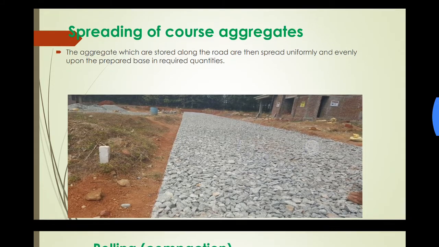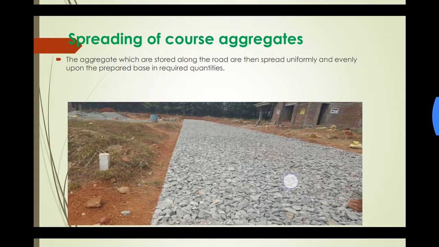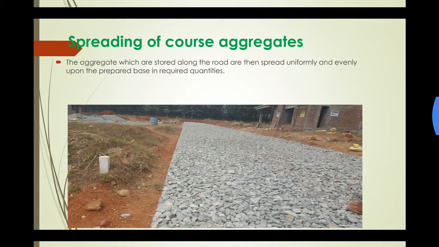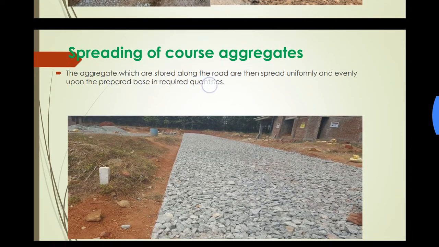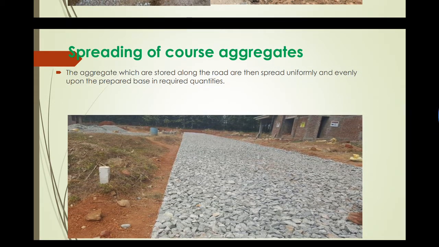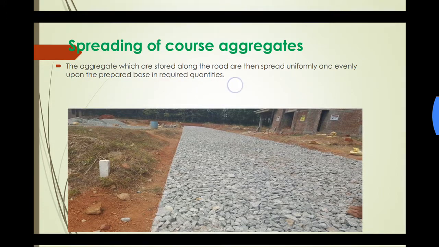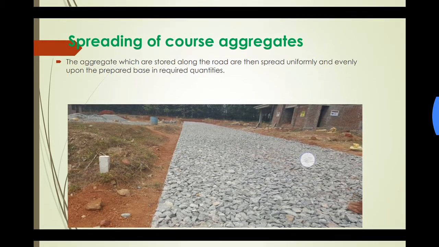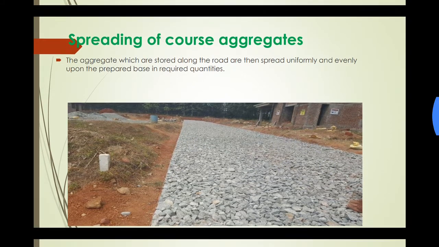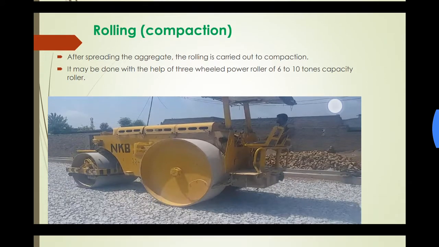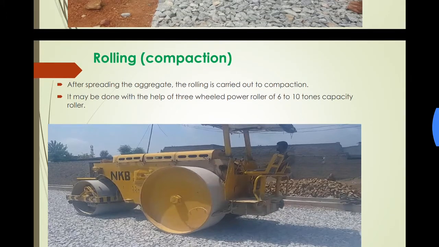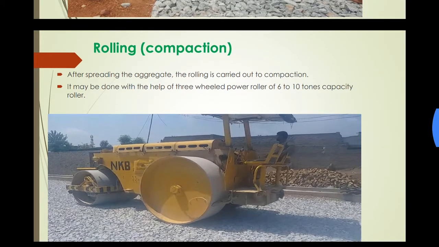Then the third step is spreading of coarse aggregates. Now coarse aggregates as per the grading required for WBM would be spread across this thickness and width of the road. The aggregates which are stored along the road are then spread uniformly and evenly upon the prepared base in required quantities. As per the requirement, which will be dependent on the thickness of the pavement, we spread the aggregates. Then we have the rolling operation.